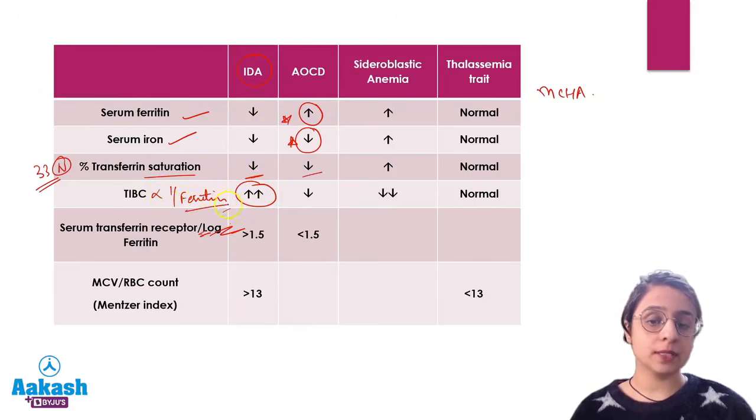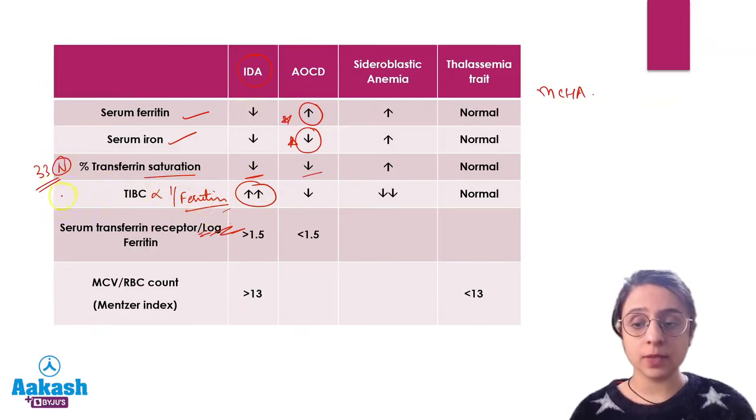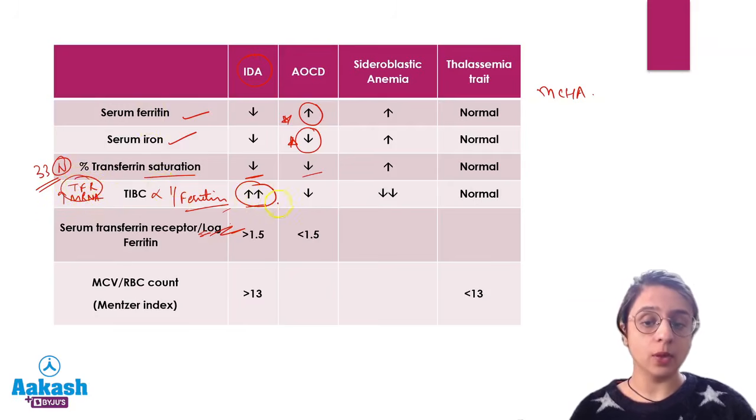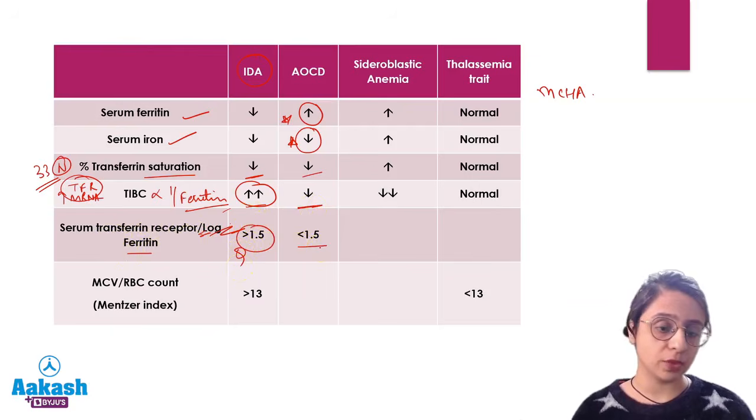And we've already discussed the regulation of transferrin receptors. Because here the microRNA of transferrin receptors is increased, and thus transferrin receptors are increased, TIBC will be increased, ferritin will be low. Whereas in a case of anemia of chronic disease, TIBC will be decreased. Now serum transferrin receptor by log ferritin will be higher than 1.5 in iron deficiency anemia, whereas lower in case of anemia of chronic disease.